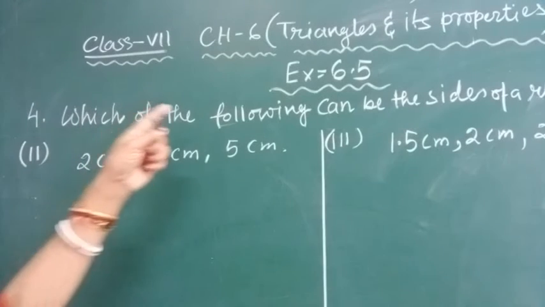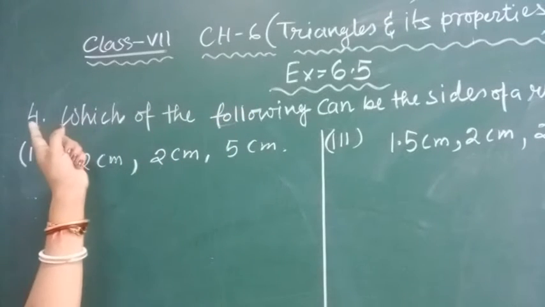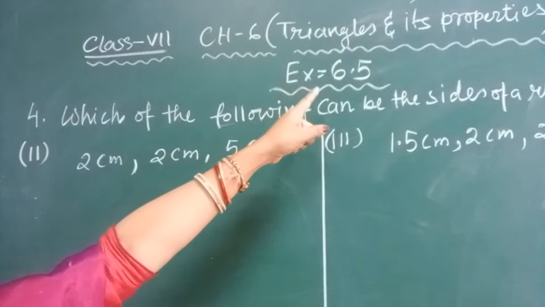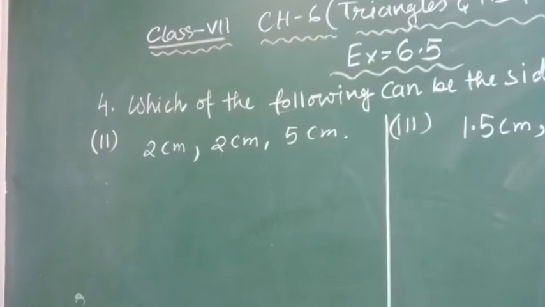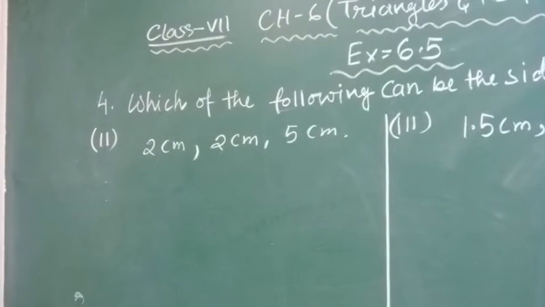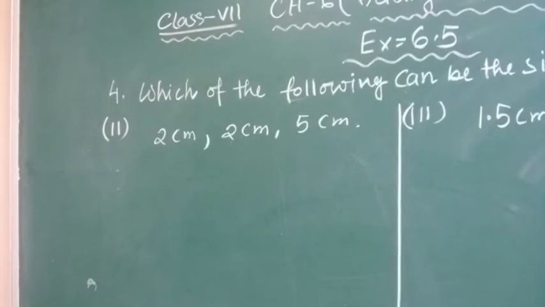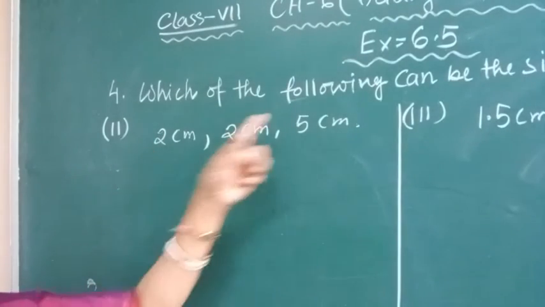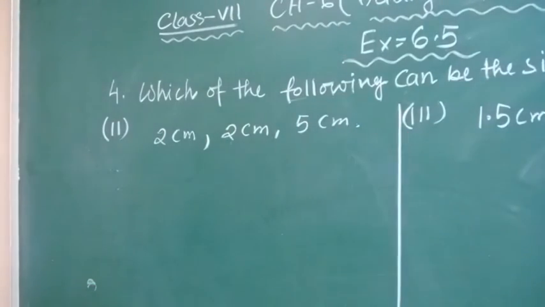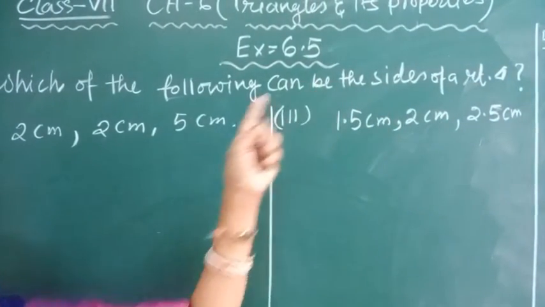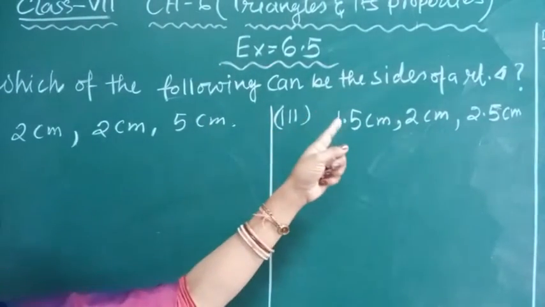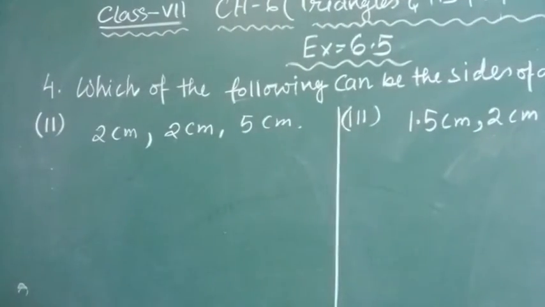Today we will start. We will do question number 4 from exercise 6.5, chapter 6, Triangle and its Properties. You know, we have already studied Pythagoras theorem. So by using Pythagoras theorem, you have to verify which of the following can be the sides of a right triangle. Which of the following can be the sides of a right triangle? This is question number 4.